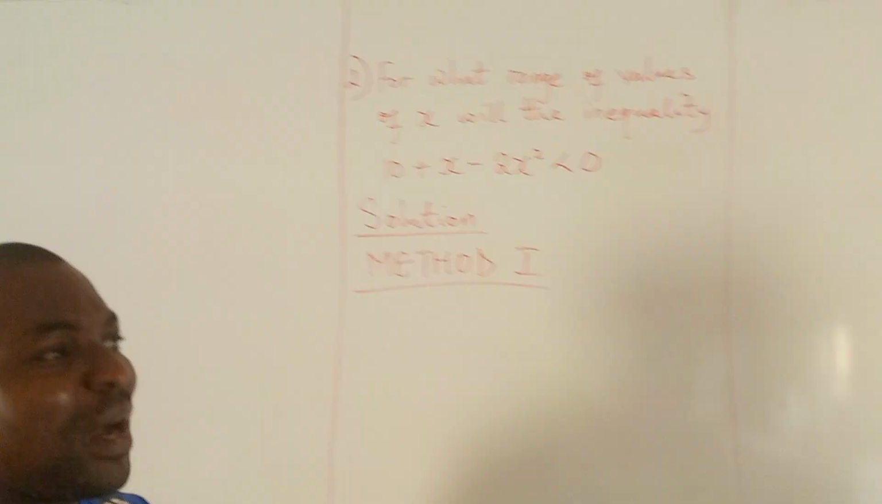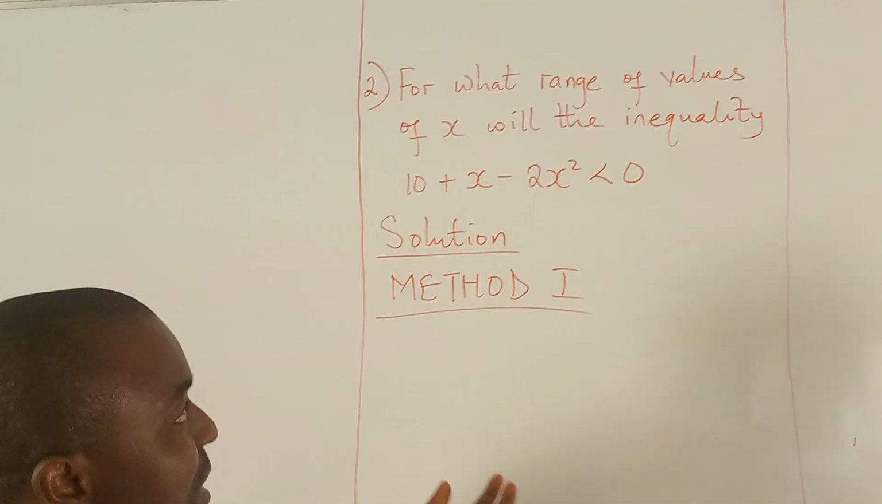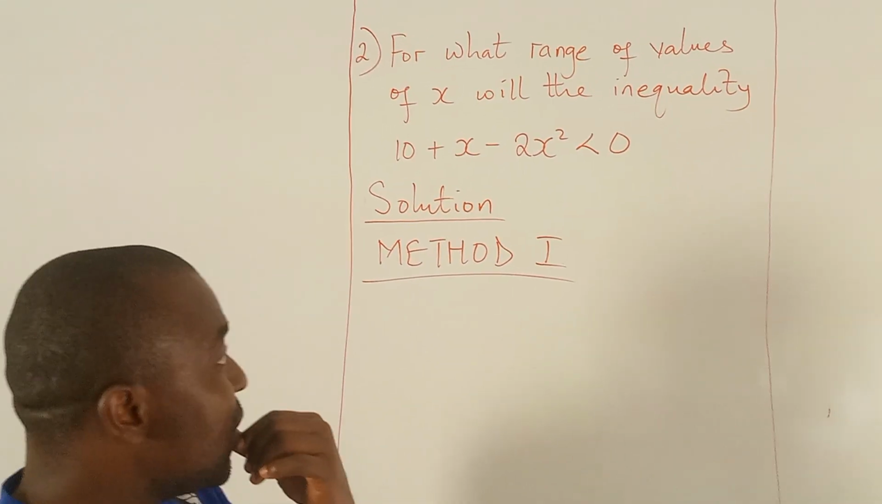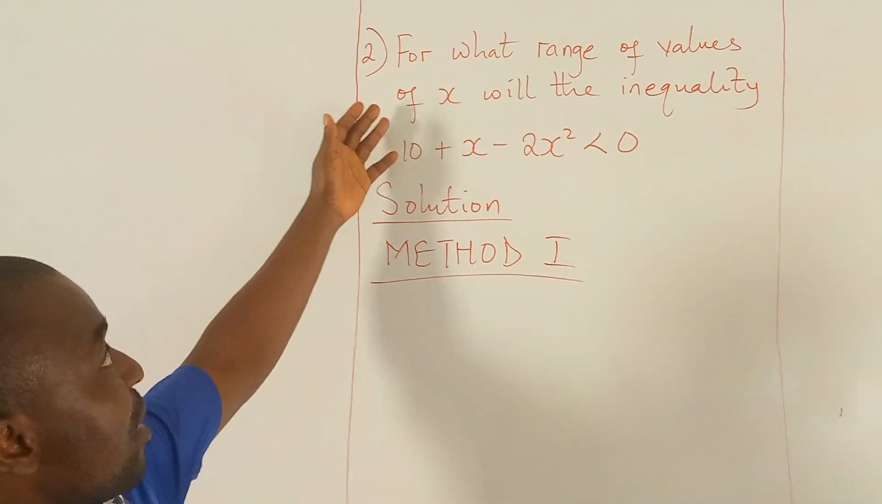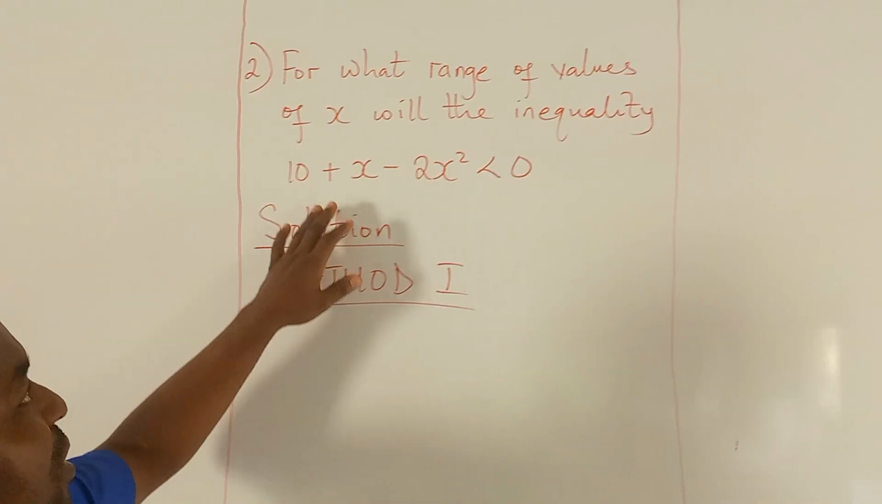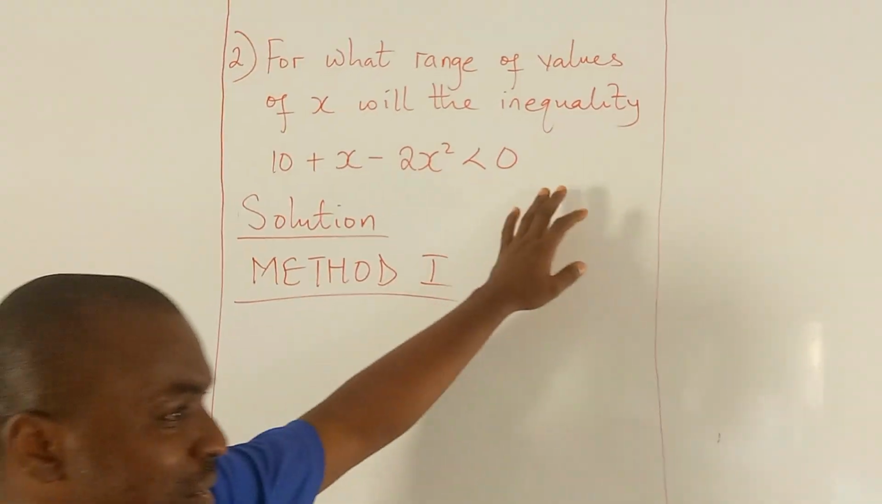In inequality part 1, quadratic inequality part 1, we defined the quadratic inequality and I was able to solve one example. So in today's class, we'll continue from example 2. For what range of values of x will the inequality 10 plus x minus 2x squared be less than 0?